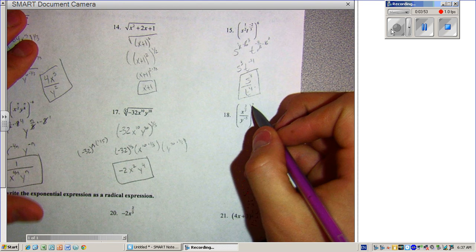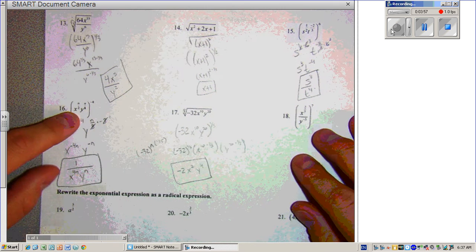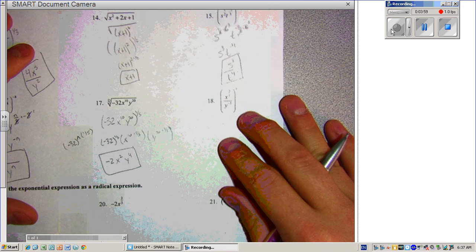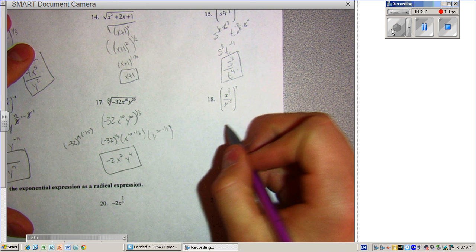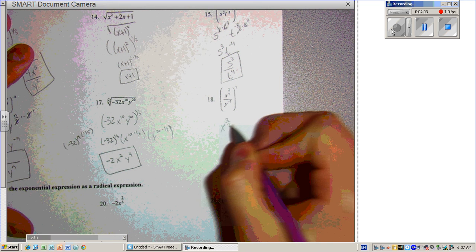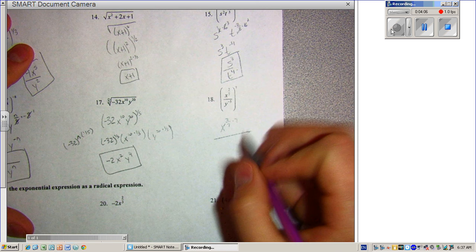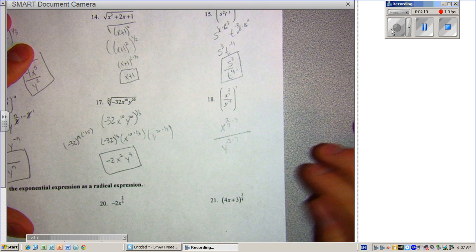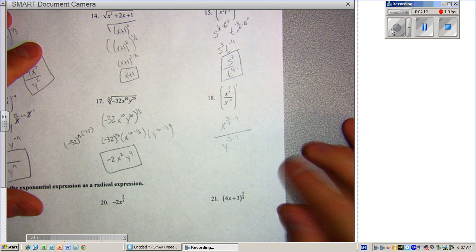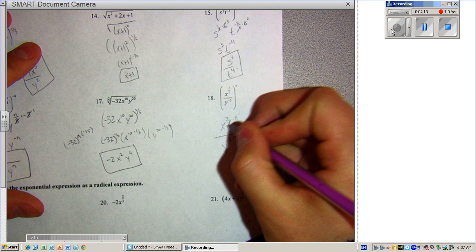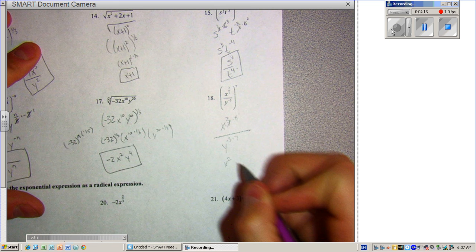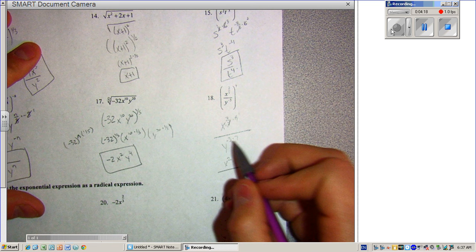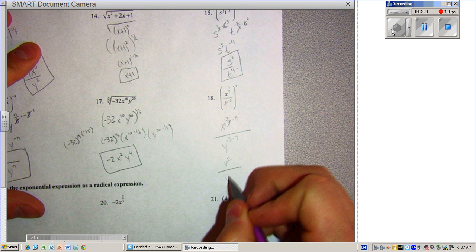Number 18, same idea, but instead of having 2 numbers in the numerator like number 16, we're going to have 1 in the numerator and 1 in the denominator. So I need to distribute it to both the numerator, so x to the 2/7 times 7, and to the term in the denominator, y to the negative 3 times 7. Okay, I can simplify 7 over 7 to 1 over 1, so I'm left with x squared in the numerator, and I need to multiply negative 3 times 7, which gives me y to the negative 21st.